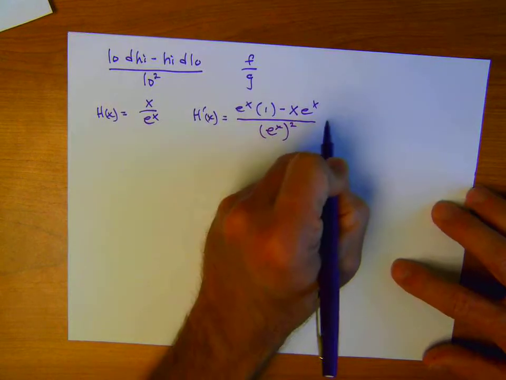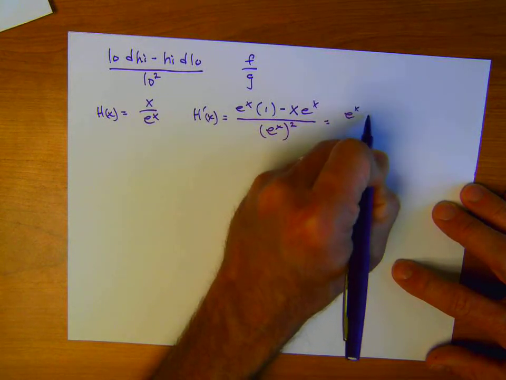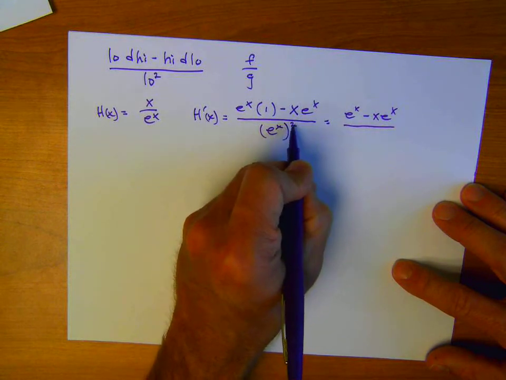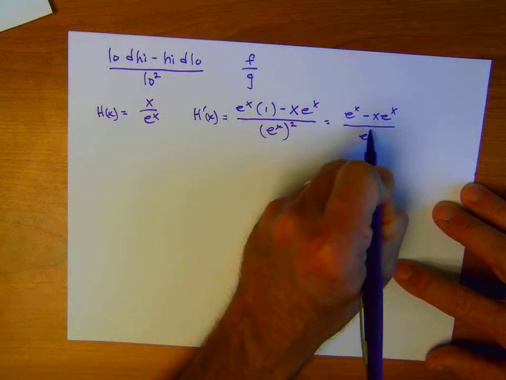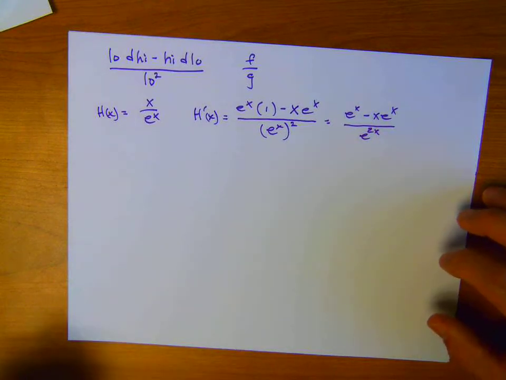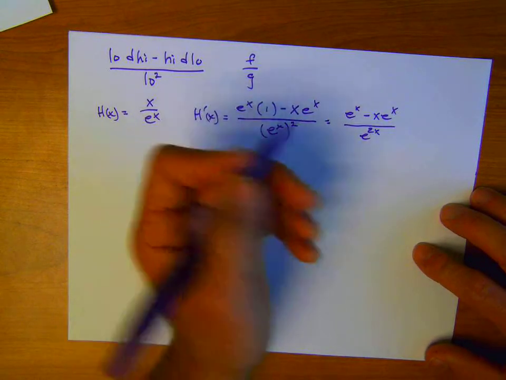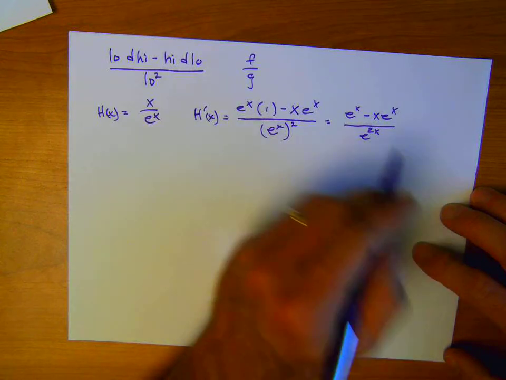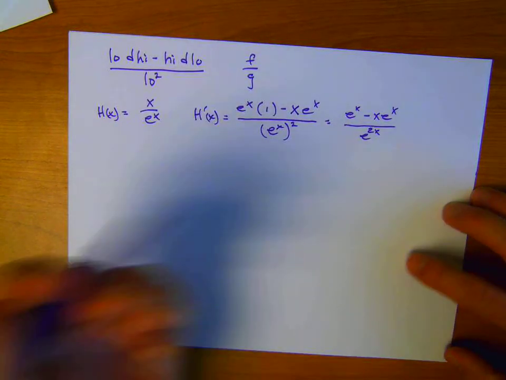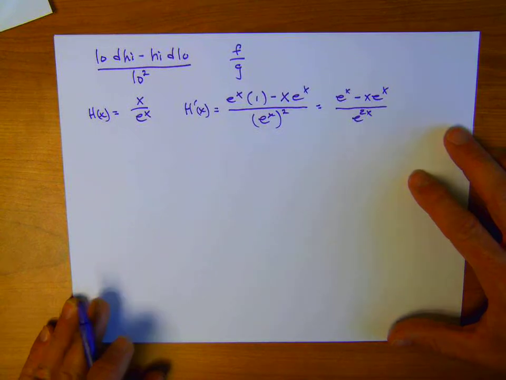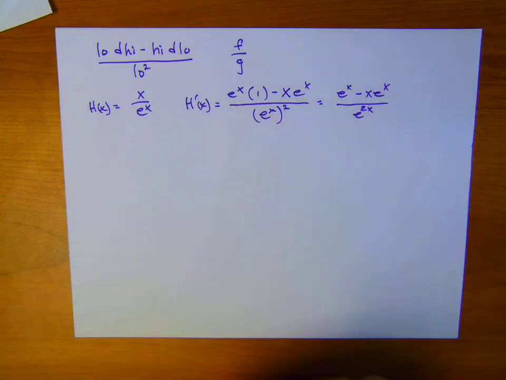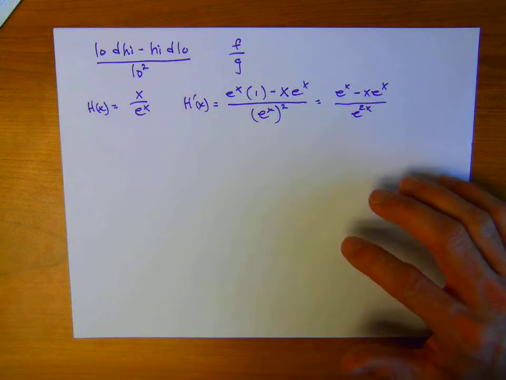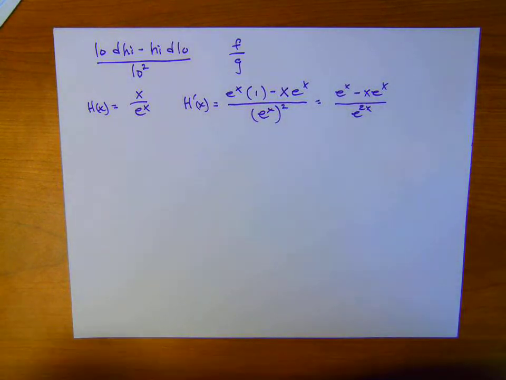Okay, we can simplify this a little bit. This is e to the x minus x e to the x. And if you recall, when I raise a power to a power, I can just multiply, so that's e to the 2x. I could also factor out an e to the x and even cancel if I wanted to, but I'm just going to leave it like that. That's more of an algebra problem, and this is a calculus lecture, so I'll let you simplify that as far as you like.